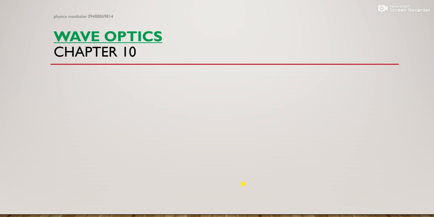Chapter 10, wave optics. The repeated question is asked from Young's double slit experiment. That's going to be the interference. Beta and theta value, fringe width and angular width, we need to know. So this question is repeated many times.